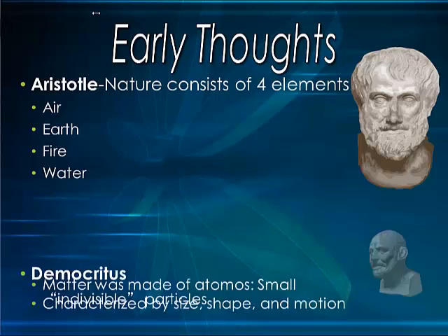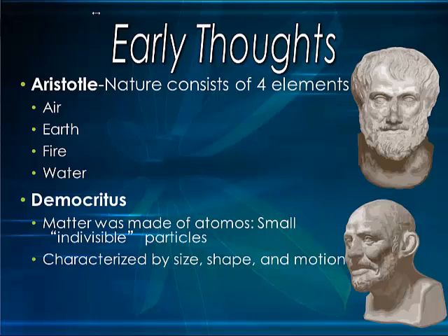So, again, even though these are incorrect, these were early thoughts, and these are things that held true for a while until about the time of Democritus, who was the first person to actually say that matter was made up of small indivisible particles called atomos. And if we look at that word atomos here, we can see that it's where we get the word atom from. Being that we have these small indivisible particles, each particle was characterized by its size, its shape, and its motion. So Democritus gave us the first idea of what matter was made of as far as these small particles.